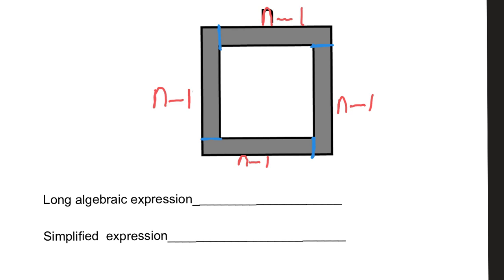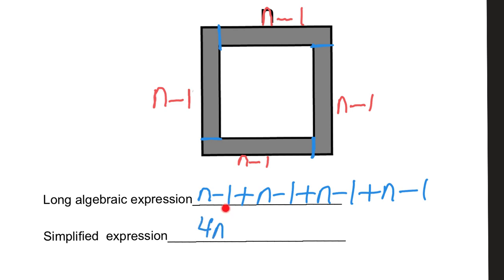So let's write our algebraic expression. Here's our algebraic expression. And if I were to simplify this, I'm going to combine all my like terms again. So I'm going to count my n's, 1, 2, 3, 4 n's, and I'll put those together. And now I will count my constants, negative 1 plus negative 1 plus negative 1 plus negative 1. That is a total of negative 4, which I can write as minus 4. So if you notice, and if you remember from the activity we did, all of our answers ended up being, when simplified, 4n minus 4.